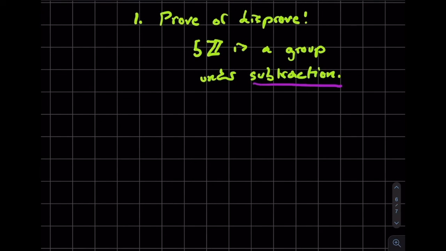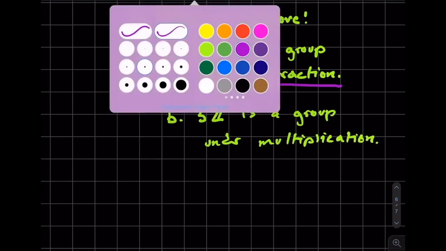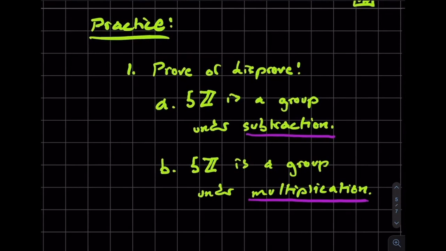And then let's see something else here. So that's A. And then part B, prove or disprove. 5Z is a group under multiplication. Okay, so using the operation of multiplication. And looking at those two examples helps to sort of solidify this idea of groups, and it gives some good practice with going through these properties and showing these properties to be true. Okay.